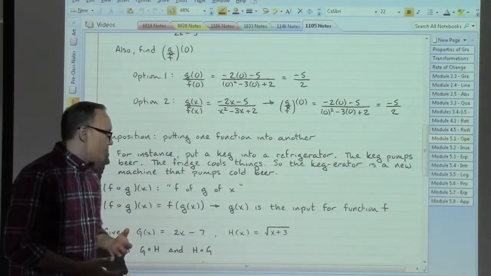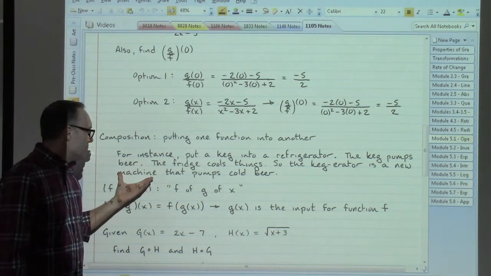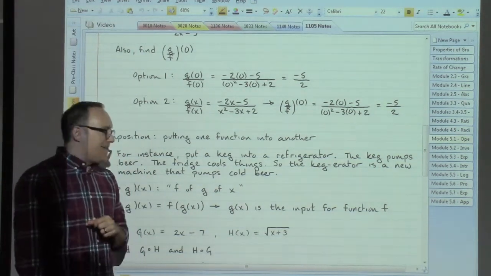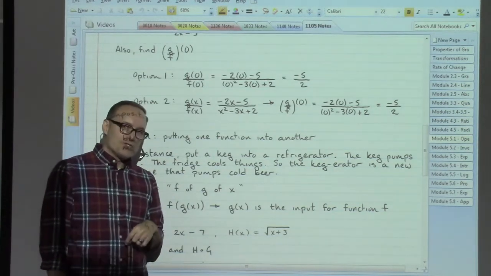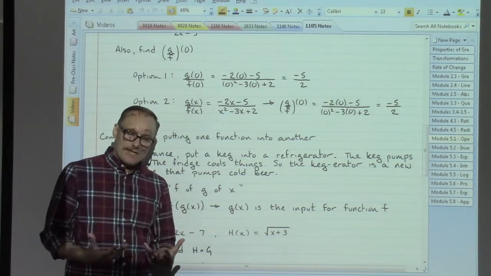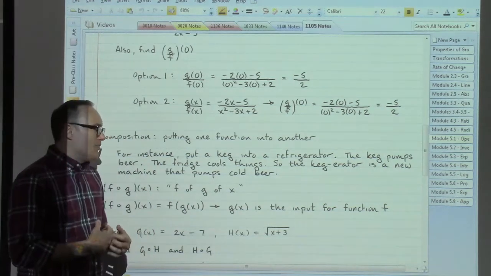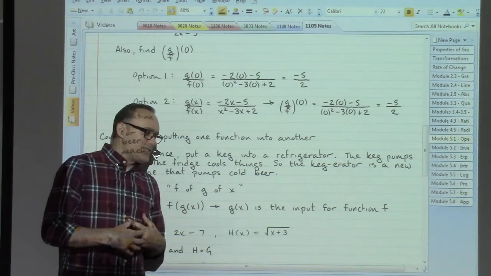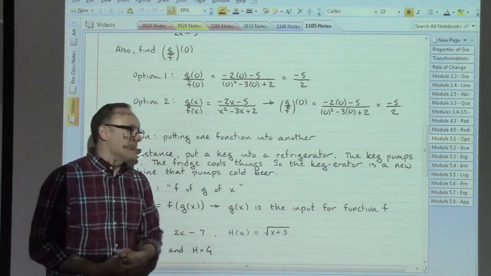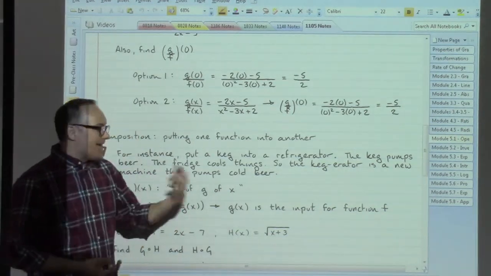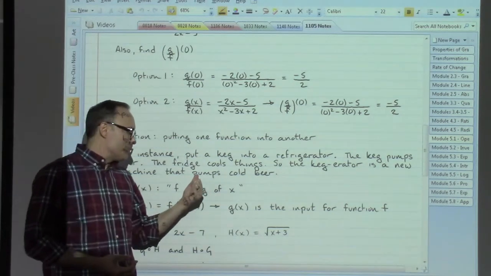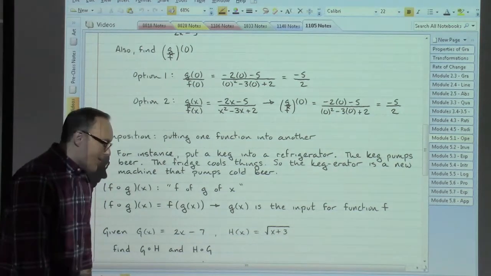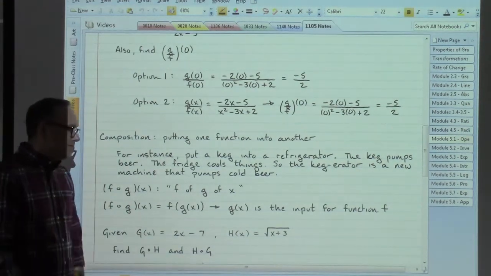To put this into a practical sort of sense, I like to use this example here. If you take a keg and put it into a refrigerator, you now have a more complex machine, a machine where the keg part pumps the beer and the fridge part cools things. So together you have this kegerator, and it is a new machine that specifically pumps cold beer. So, nice sort of idea.